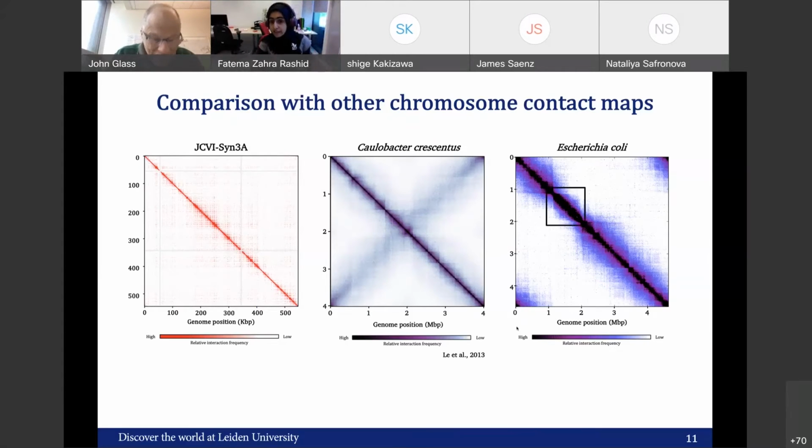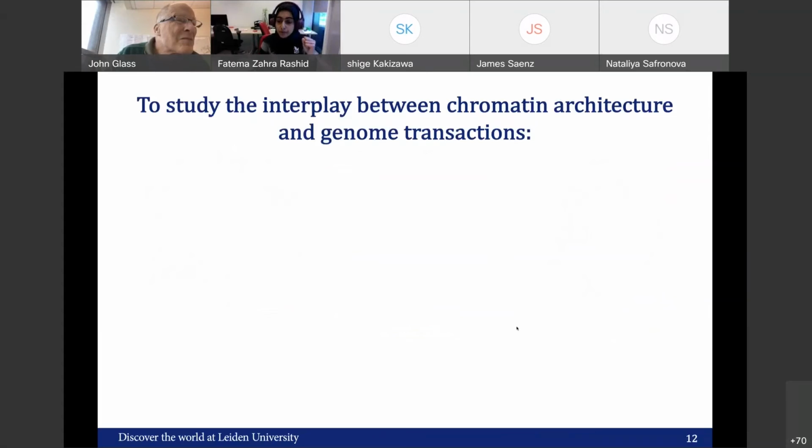In the case of Escherichia coli, this is the Ter macrodomain that is compacted by the binding of the MatP protein to the matS sequences. And the compaction is rather important for timing cell division and for ensuring proper segregation of the chromosomes into the daughter cells. But in the case of Syn3A, we don't quite know what these structural features represent. And that is what we would like to investigate.